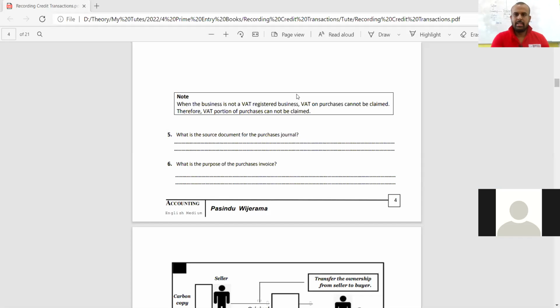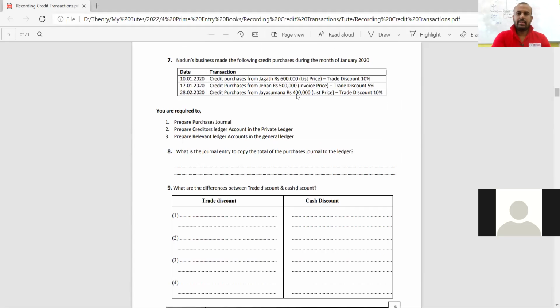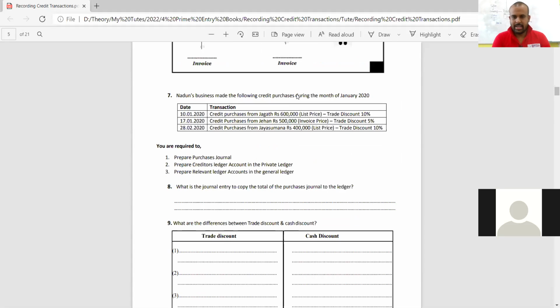Is it part of the questions? Now we are going to discuss how to record credit purchases in the purchases journal. Right. I'll go through a small example, and after that you should be able to continue the question. After that we will discuss it. Nadun business made the following credit purchases during the month of January 2020. The following information is given. Credit purchase from Jaga 600,000, at list price. Trade discount is 10%.